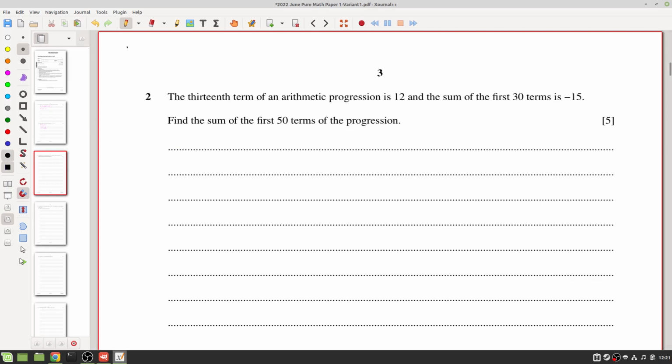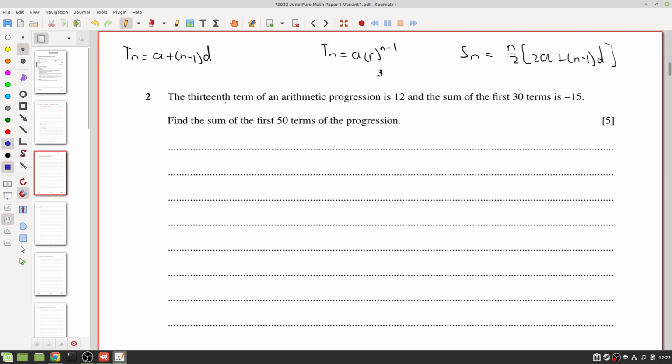Let's say for an AP, we've got this formula, Tn equals a plus (n minus 1) times d for the nth term. And for a GP, the nth term is a times r to the power n minus 1. And then the sum of the first n terms of an AP is n over 2, so half the number of terms, times 2 times the first term, plus (n minus 1) times the common difference.